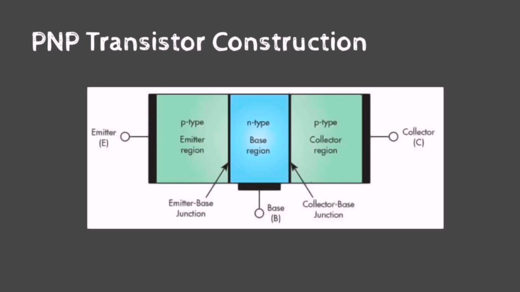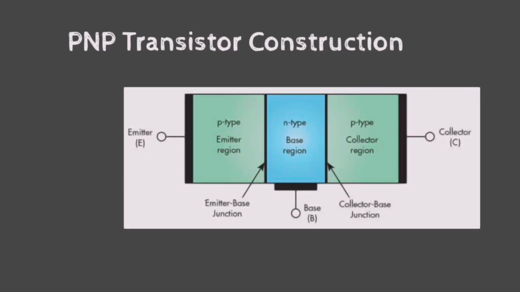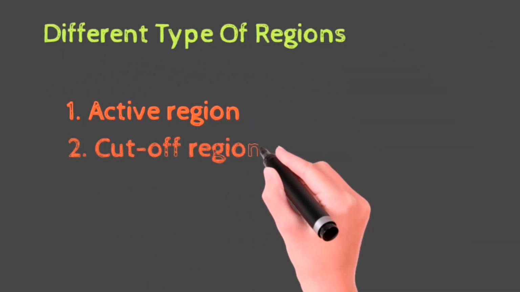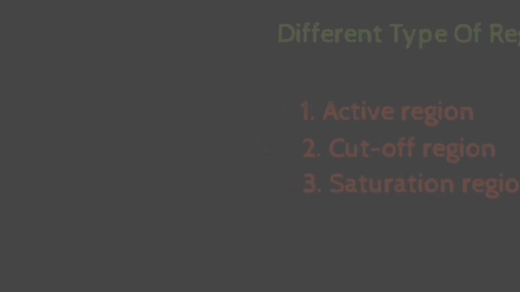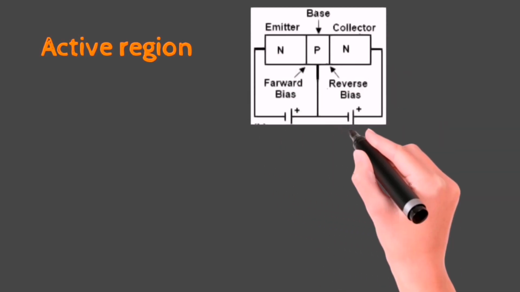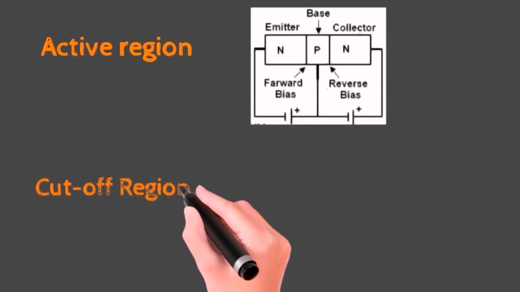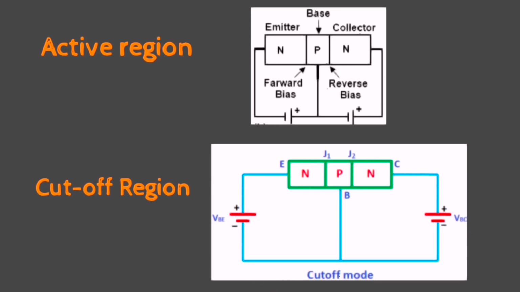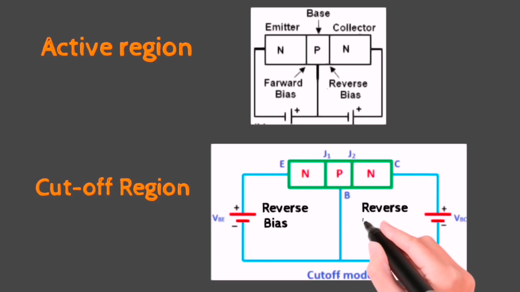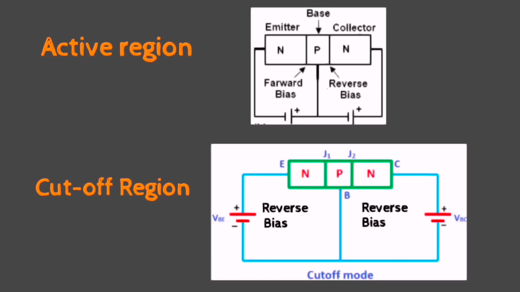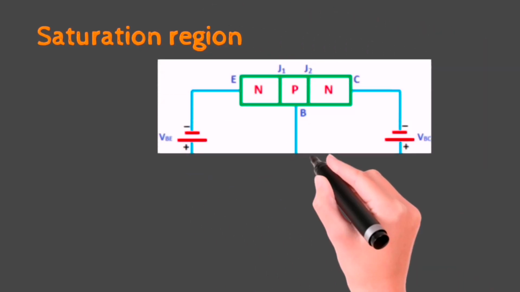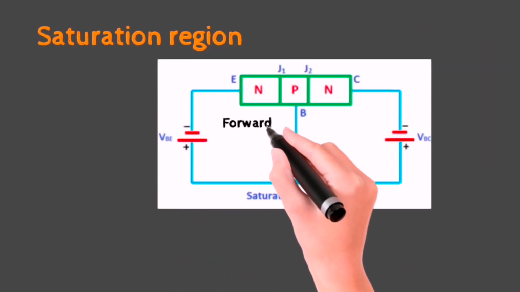And friends, depending upon biasing, the BJT can operate in three regions: active region, cutoff region and saturation region. In the active region, the emitter base junction is forward biased and the base collector junction is reverse biased. To operate the BJT in the cutoff region, both the emitter base junction and base collector junction should be reverse biased. In the saturation region, both the emitter base junction and base collector junction are forward biased.